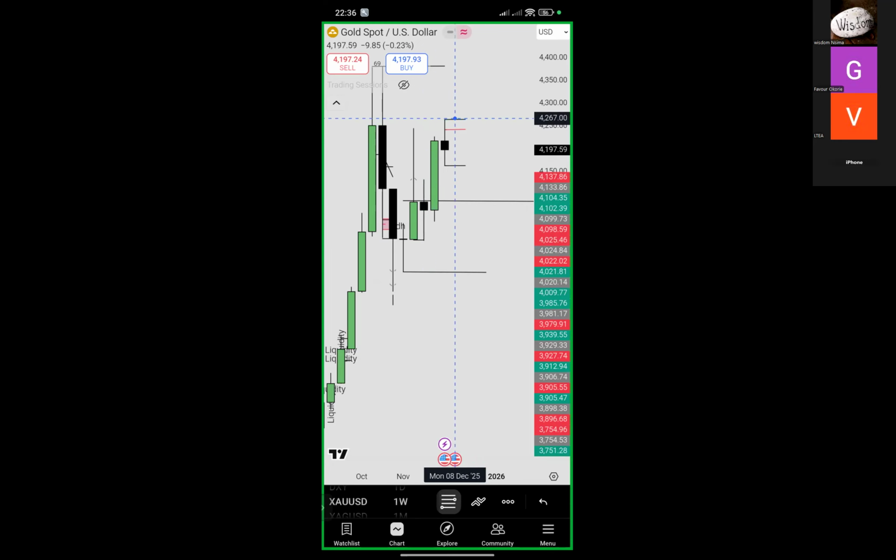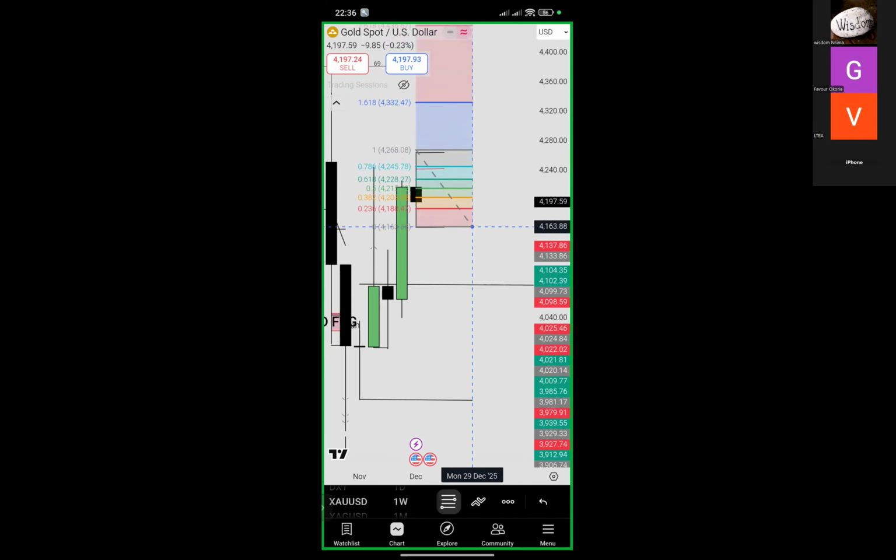From the high to the low. Now zoom out your chart, yeah, like this. All right. So price is currently in what? Your premium area, right?